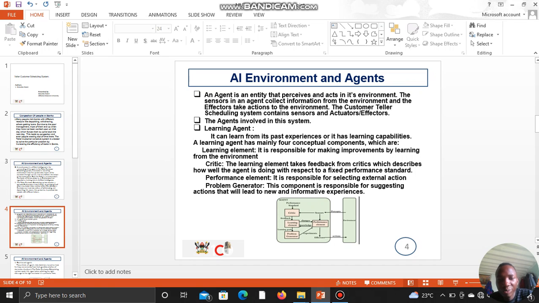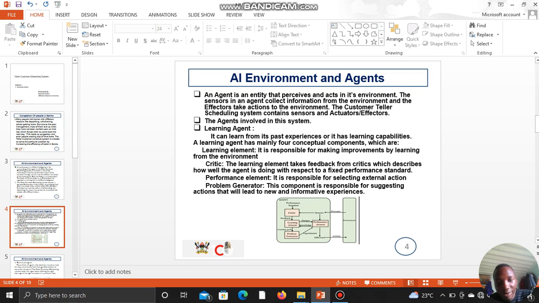So let me explain agents. An agent is an entity that perceives and acts in its environment. When I say perceives, I mean information collection from the environment through sensors. When I say acts, this is taking an action from the agent to the environment. Note that after an agent takes an action to the environment, the environment sends feedback to the agent as a way of appreciating the great work the agent has done.